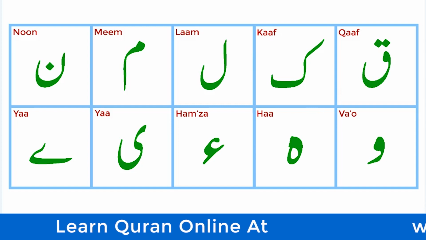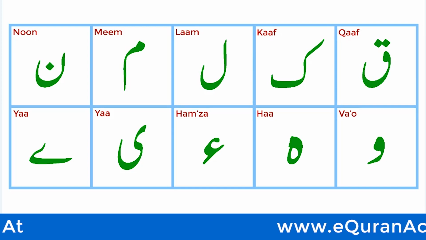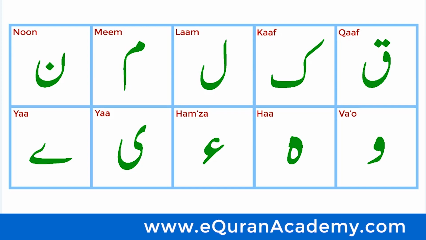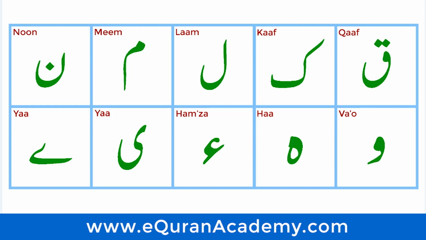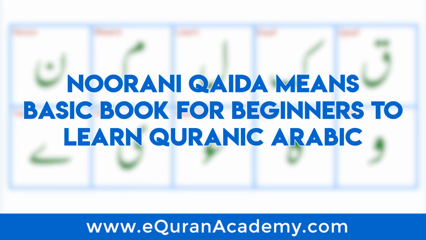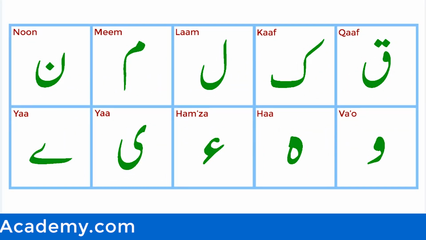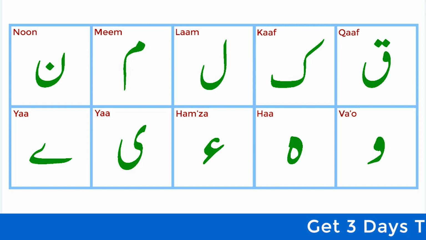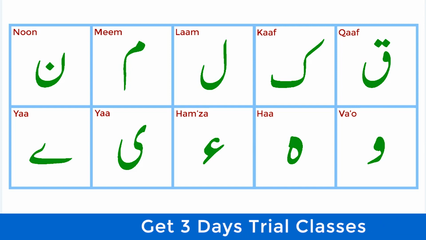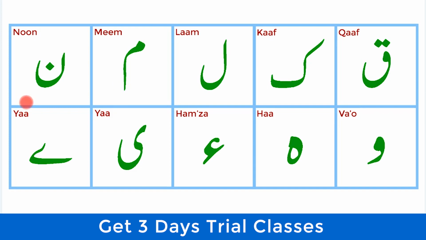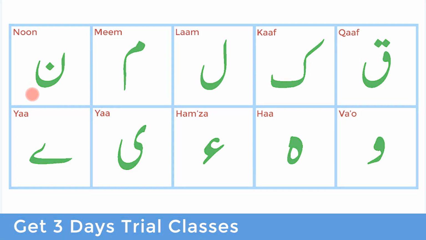Today we will start our 7th lesson of Noorani Qaida. Before starting, you must know what is Noorani Qaida. Noorani Qaida means basic book for beginners to learn Holy Quran. There are 29 letters in Arabic. And in this lesson, we will learn from letter Qaf to Noon.